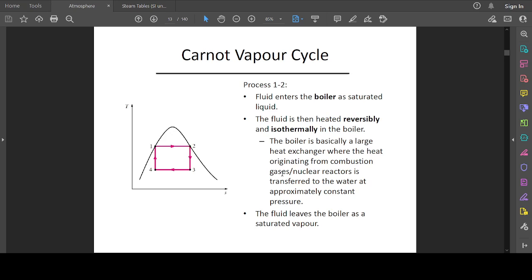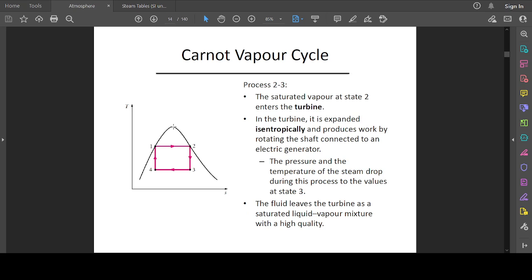So what happens at point 1 to 2? The process 1 to 2 is where the fluid enters the boiler at point 1. The liquid that enters there is a saturated liquid, and the fluid is then heated reversibly and isothermally, at constant temperature, and the boiler is basically a large heat exchanger where the heat originating from the combustion gases or the nuclear reactor is transferred to the water at approximately constant pressure. The fluid leaves the boiler as a saturated vapor. Saturated vapor goes to this point.